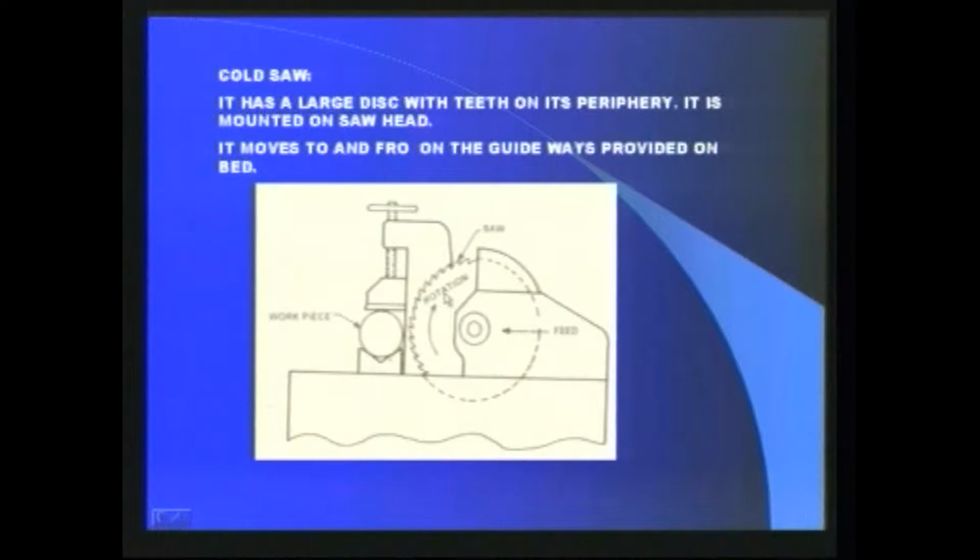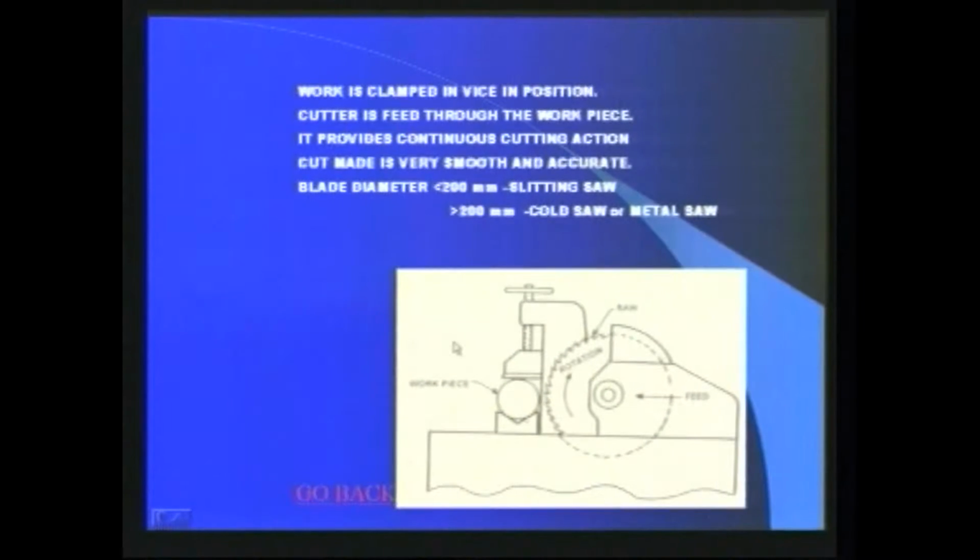The disc is mounted on a saw head which moves to and fro on the horizontal guideways provided at the top of the base. Of course, it is not shown clearly in the figure. The work is clamped in position and the rotating cutter is fed through the workpiece. The circular saw provides continuous cutting action and the cut made is very smooth and accurate.